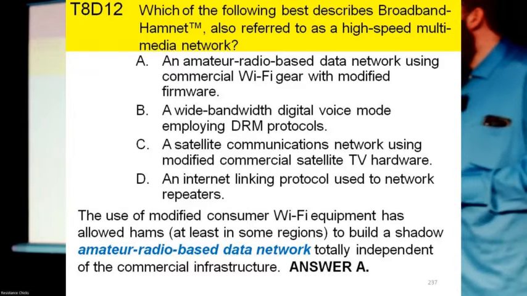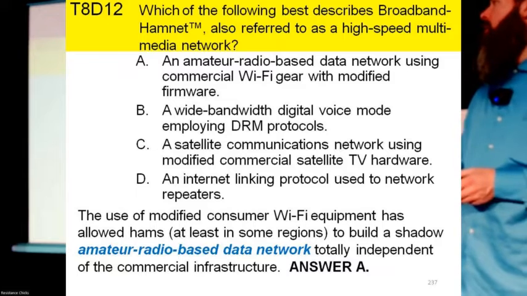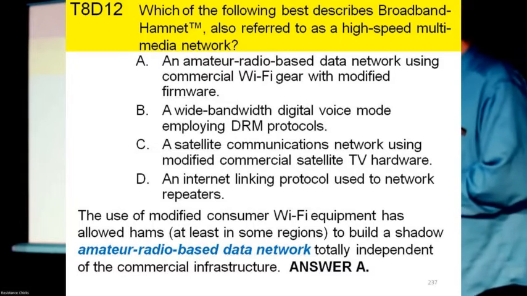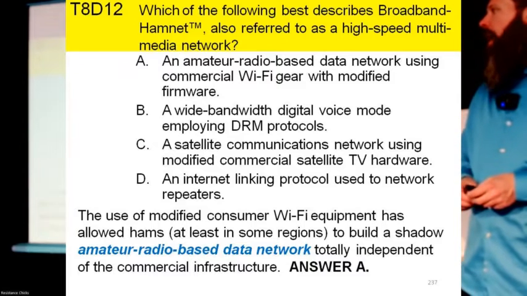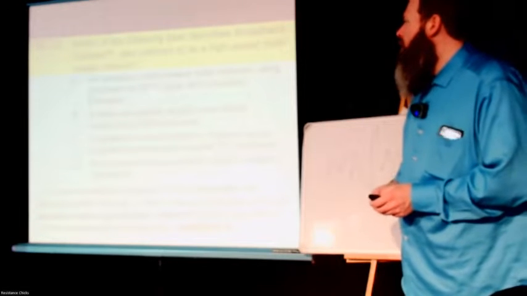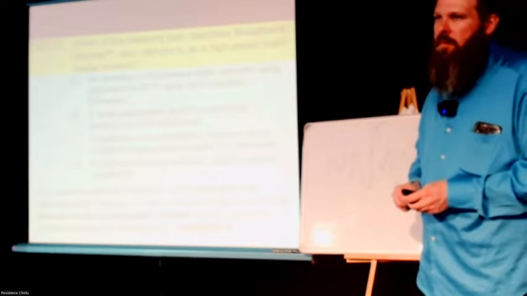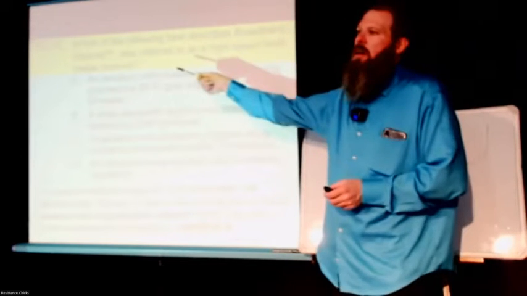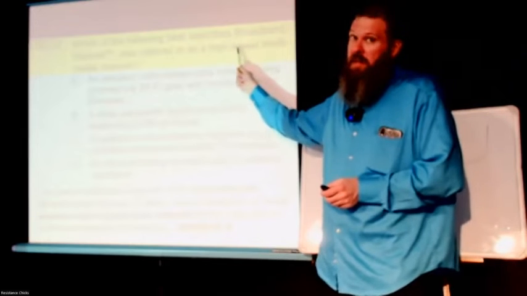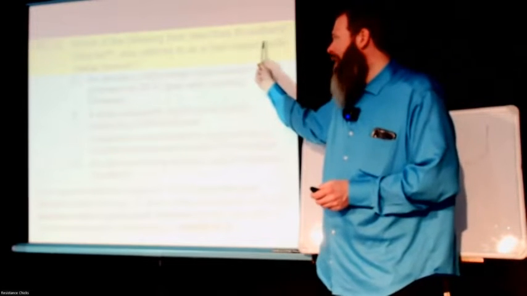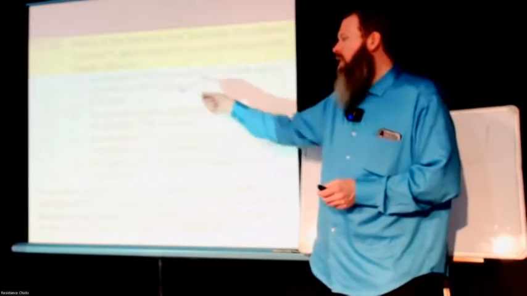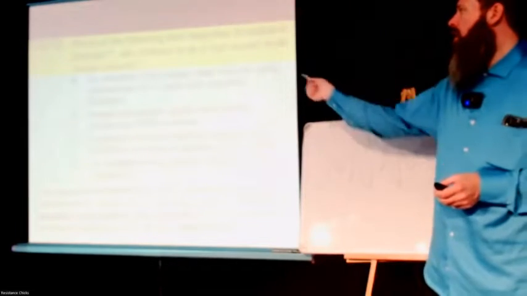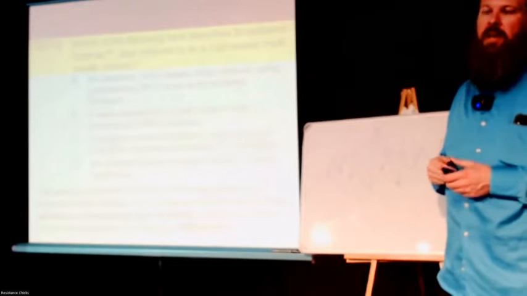Which of the following best describes broadband Hamnet, also referred to as high-speed multimedia network? It's an amateur radio-based data network using commercial Wi-Fi gear with modified firmware. If you see high-speed multimedia network, HSMM is what that stands for. HSMM uses modified commercial gear for data networking. That's what you need to know.